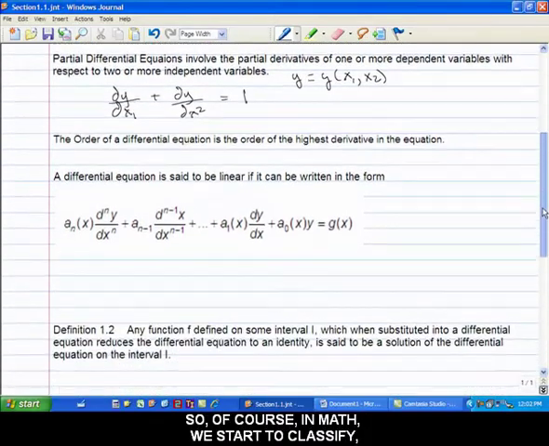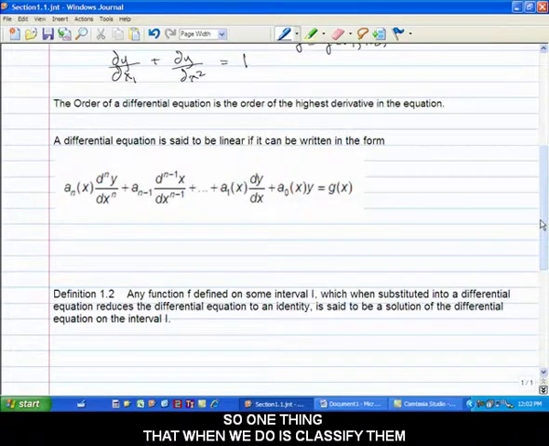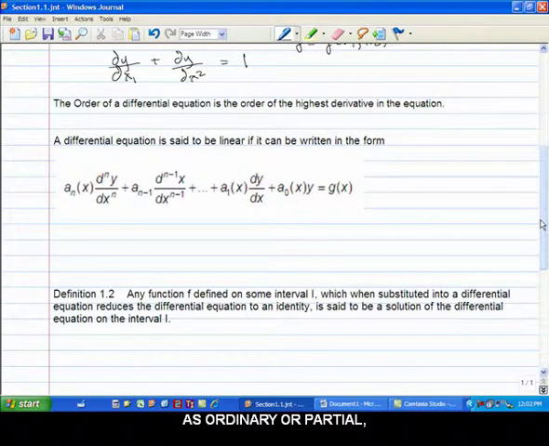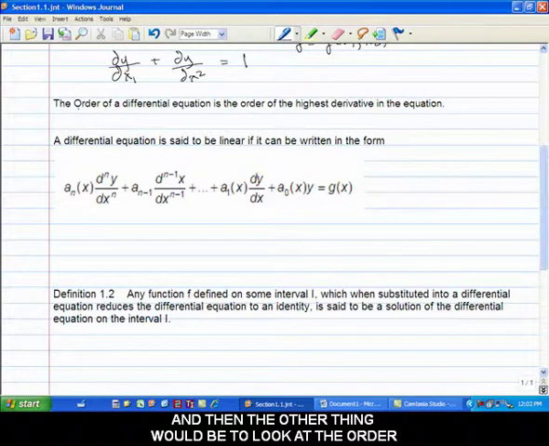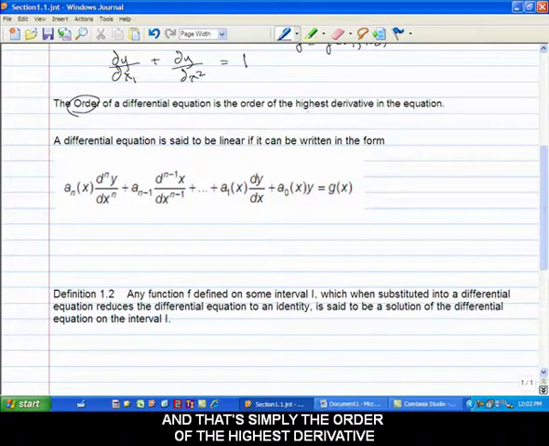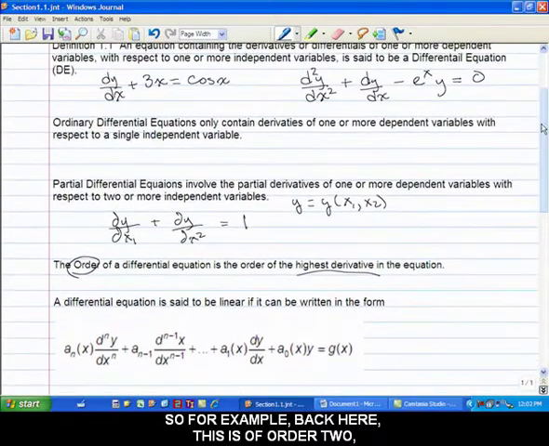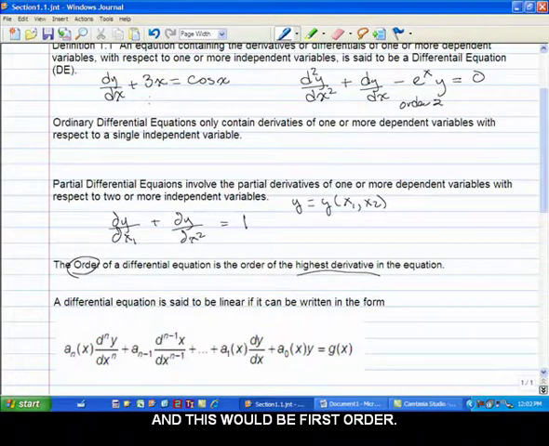So, of course, in math, we start to classify differential equations. So one thing that we do is classify them as ordinary or partial. And then the other thing would be to look at the order of the differential equation. And that's simply the order of the highest derivative in the equation. So, for example, back here, this is of order 2. And this would be first order.